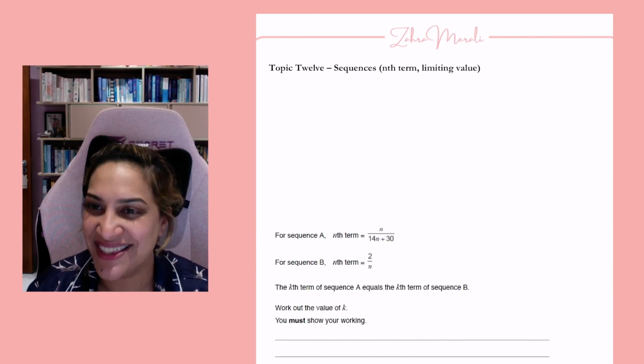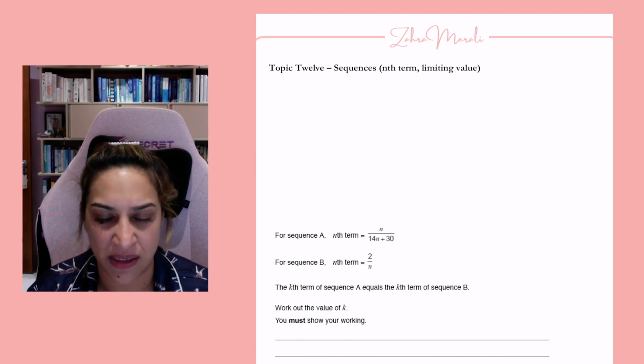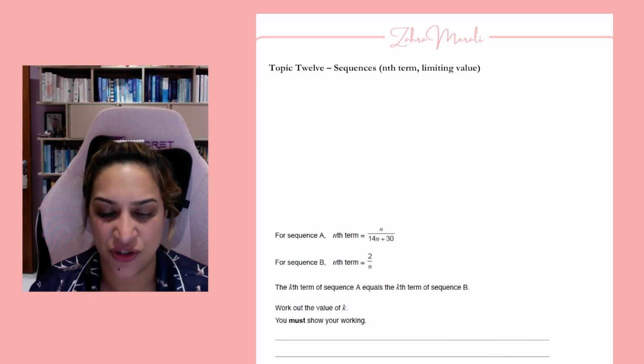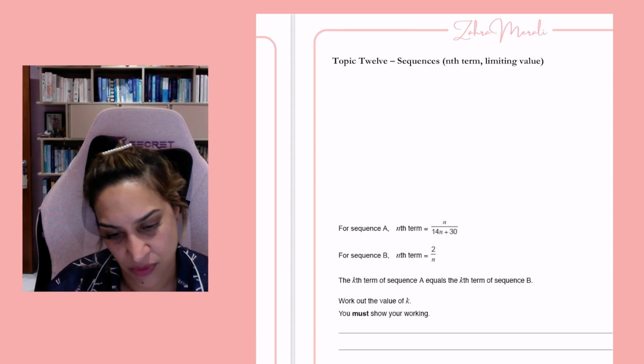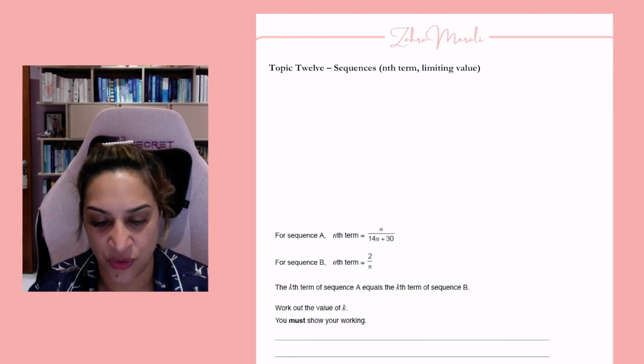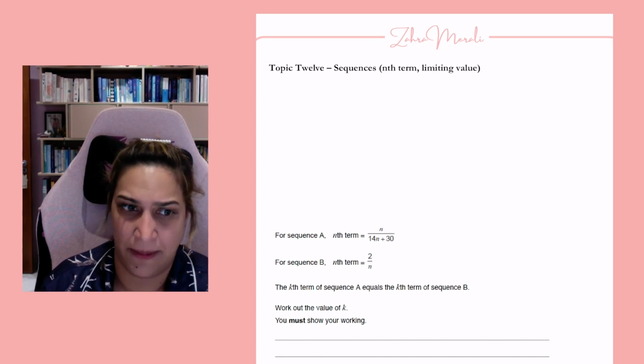Sequences. Nth term and limiting value. Right, so this topic looks a little bit scary. You only really need to know the mechanics of it. You don't really need to know exactly how it works, but it's good to know, right?